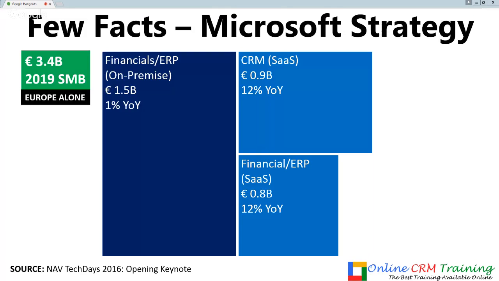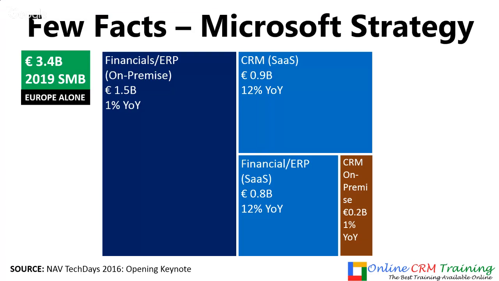But it doesn't make the complete 3.4 billion for Europe. There's one more component, which is Dynamics CRM on-premise. So Microsoft has a clear strategy that they are not going to stop the on-premise versions, but slowly they are increasing the cloud customers, and slowly they are getting down on the on-premise version. So it's about 0.2 billion, which is 1% still year-on-year growth.